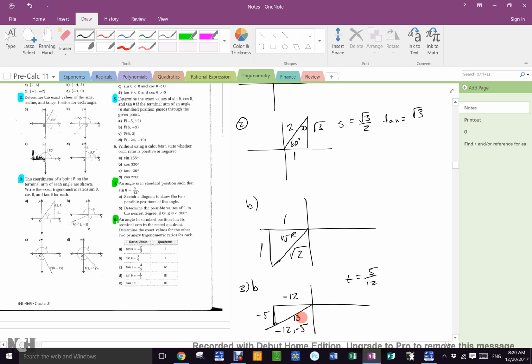So what's my sine? Y over hypotenuse. Negative 5/13. What's my cos? X over hypotenuse. Negative 12/13. And since it's in CAST, it's in the spot where only tans are positive. Is everybody cool with 3?